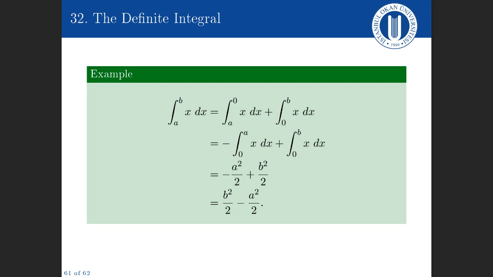But then we know that the integral from 0 to b is b squared over 2, and for the same reason, the integral from 0 to a must be a squared over 2. So we get our answer, b squared over 2 minus a squared over 2.